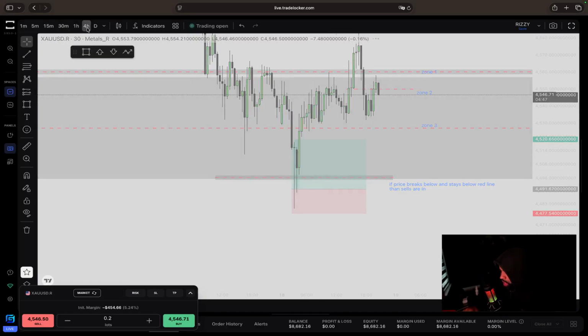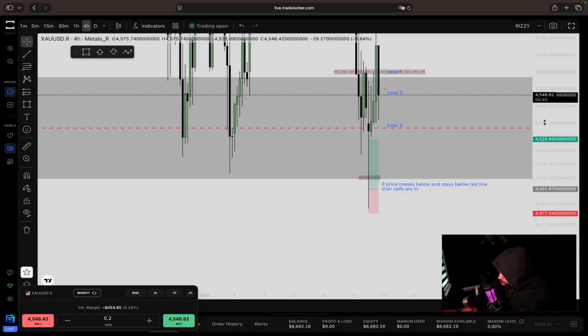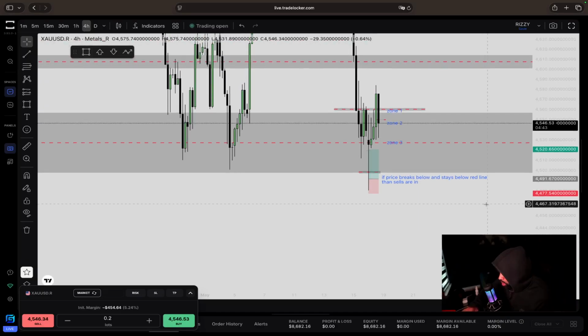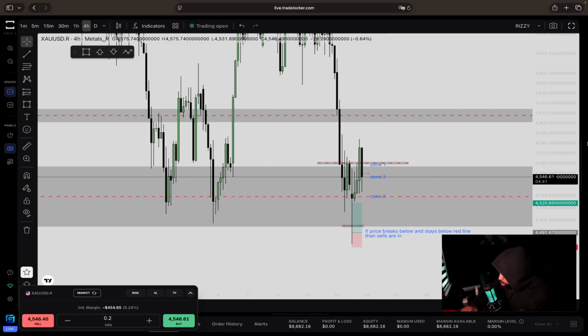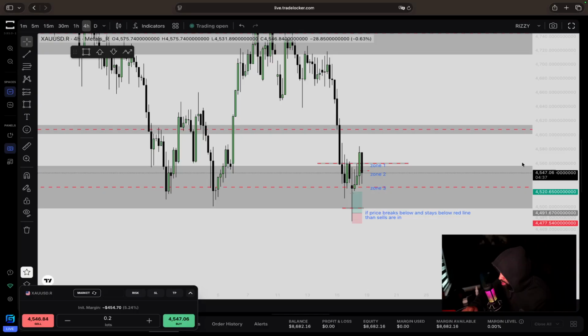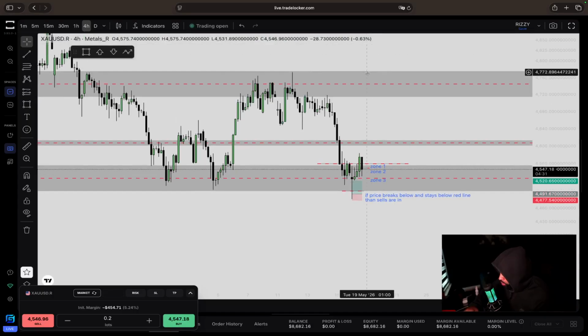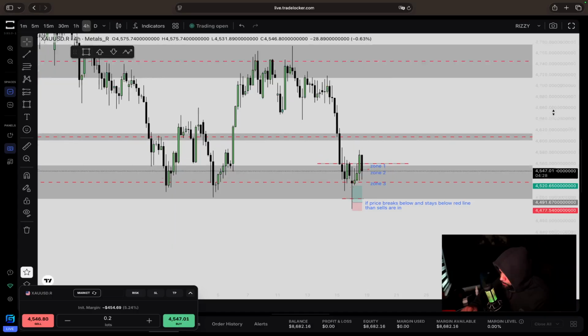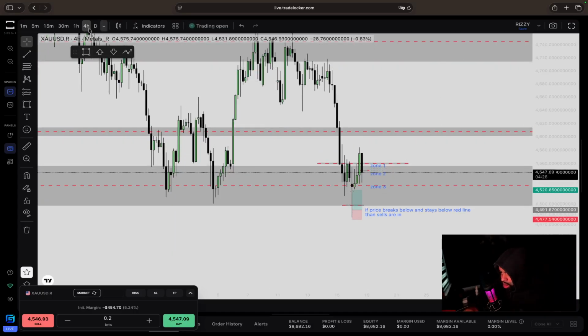I really like how the 4-hour is looking right now, because that gives me high hopes that price is most likely going to head to this 4-hour point right here. And if it heads to the 4-hour point and it stays, it goes above the 4-hour point, it's definitely going to that top zone that we made on the daily. But yeah, that's how I caught this move right here.